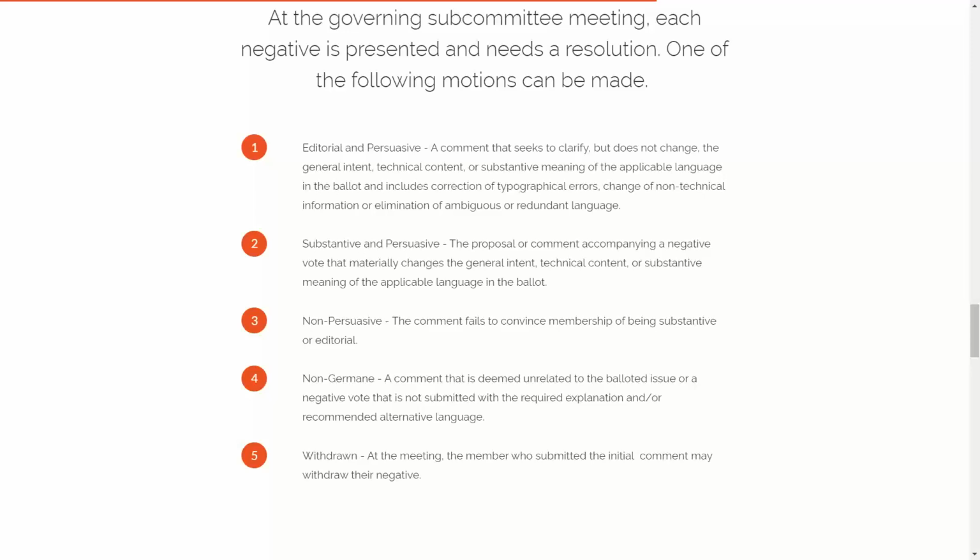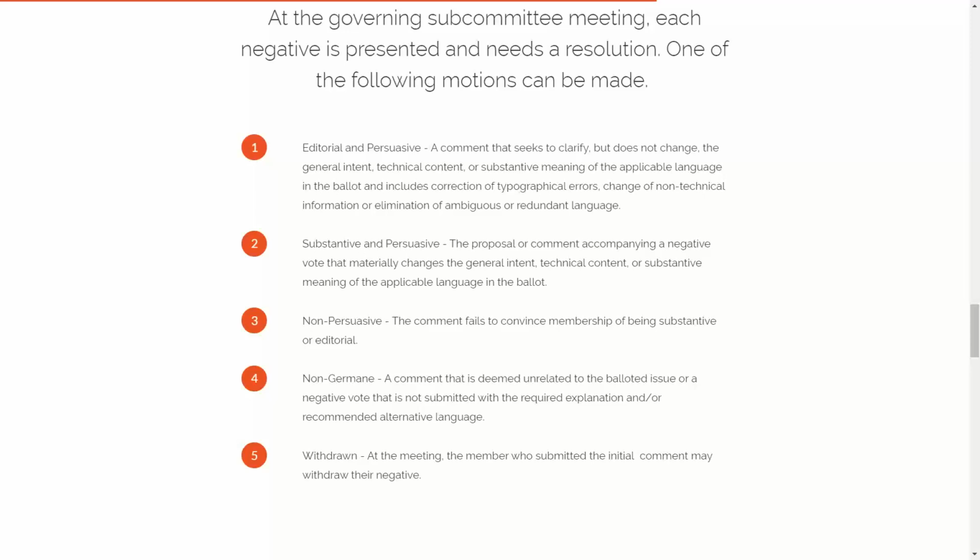And then we have a non-germane motion. This is made when the negative comment is considered unrelated to the provided ballot language, or if there's no explanation or alternate language provided with the negative response. And then the last way we can handle a negative, which is not really a motion, is when the member company who submitted the negative comment withdraws the negative. This generally occurs when previous action or conversation handled those negative comments.